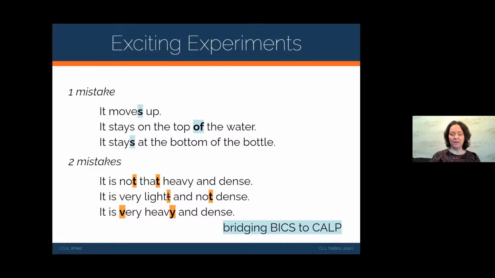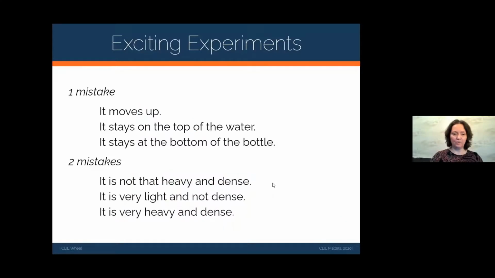Again, here I'm trying to bridge BICS with CALP by putting the words heavy and dense together. This is because I understand that my students know the word heavy and understand this, but they have not heard, and they may have a problem with the word dense. Okay, so I've got those 6 sentences that they have been corrected.